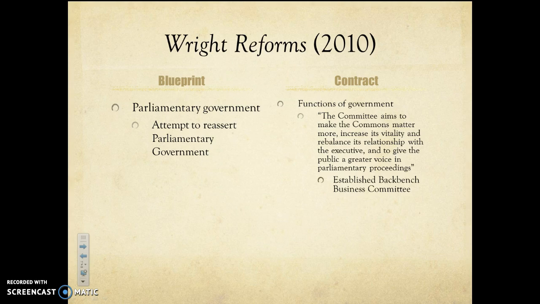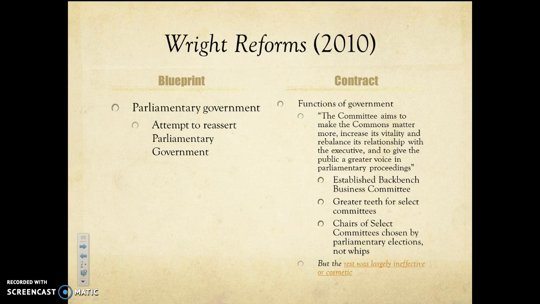What it was supposed to do was to rebalance that relationship. It established a backbench business committee. It gave greater teeth for select committees. Chairs of select committees were chosen by parliamentary elections, not whips. But it didn't really give parliamentary control of parliamentary business.